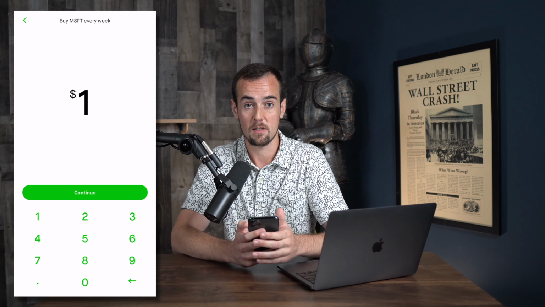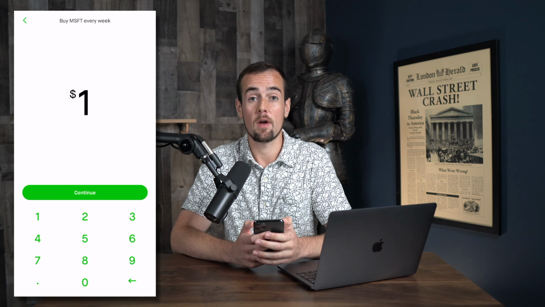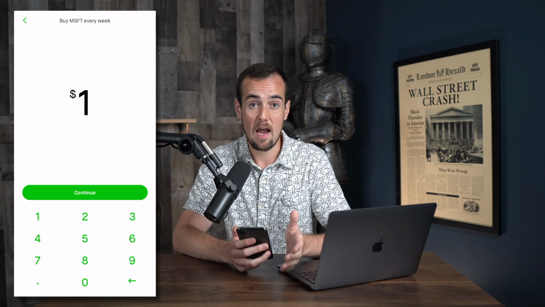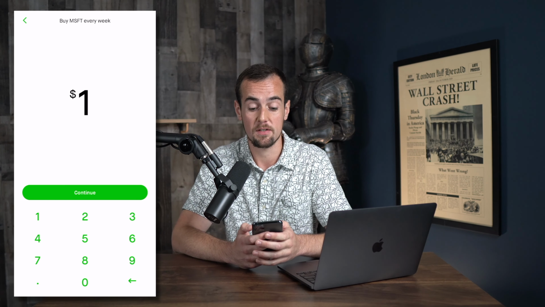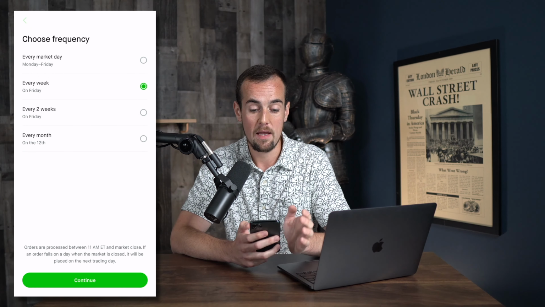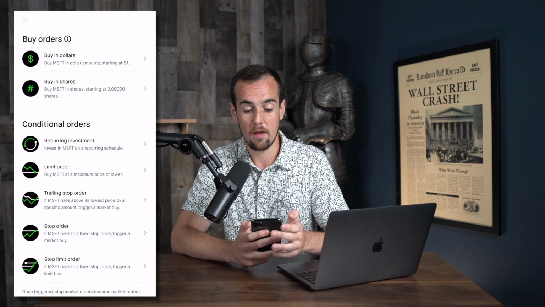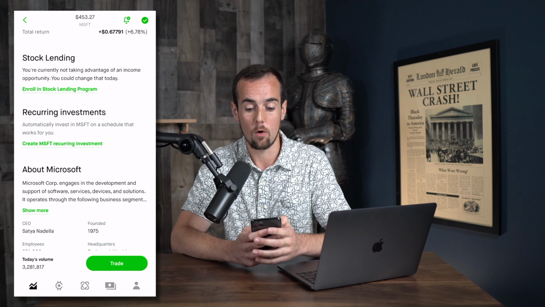These recurring investments are great for a strategy called dollar cost averaging, which is where you are automatically investing the same amount on a routine schedule, and this can allow you to pay close to the market average for that stock or fund over a long period of time.